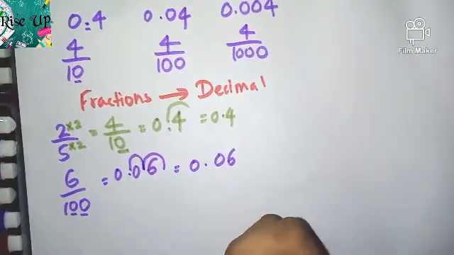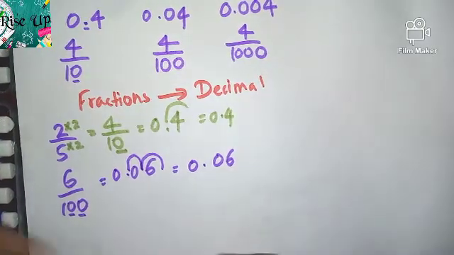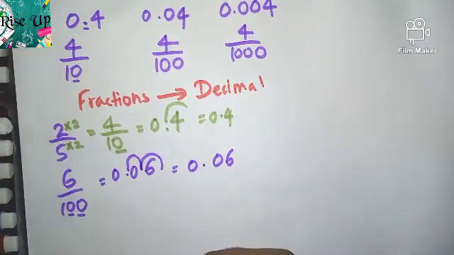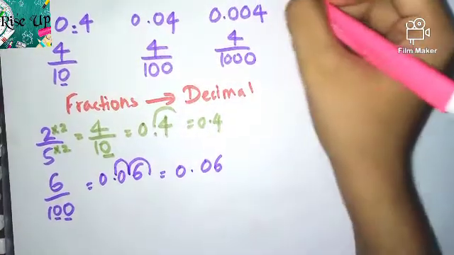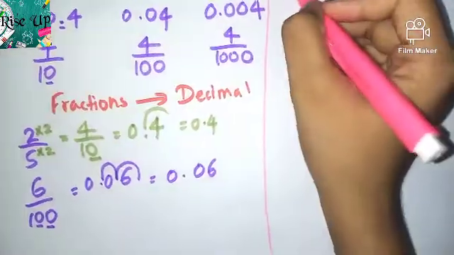So then let's move to the next part of the conversion. Now we converted decimals to fractions, fractions to decimals, and now let's move on to decimals to percentages.